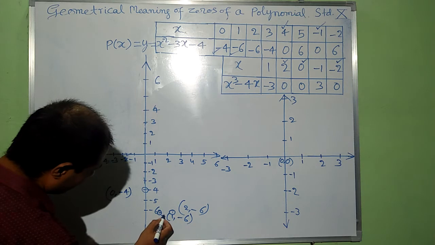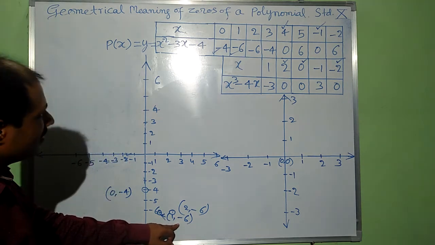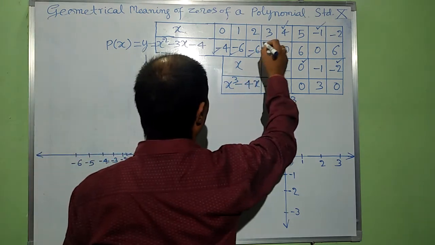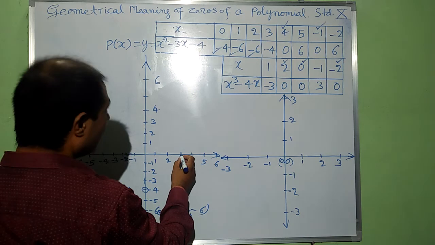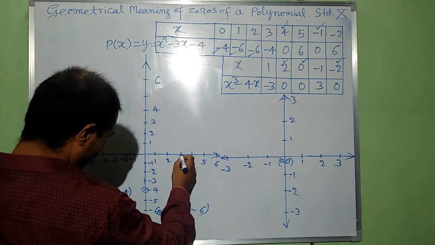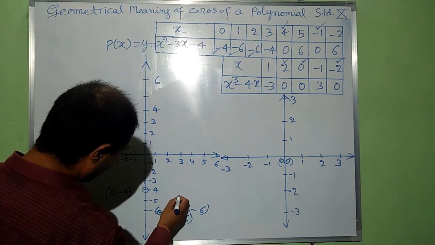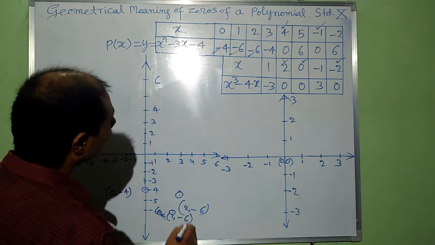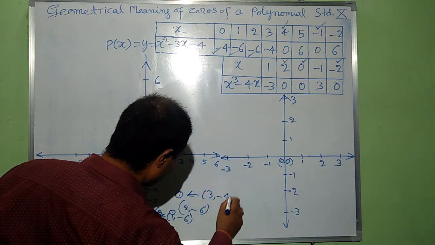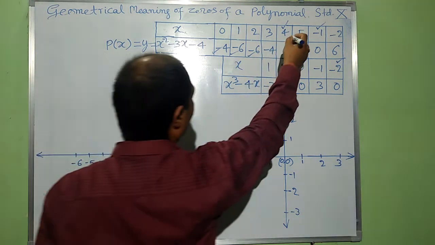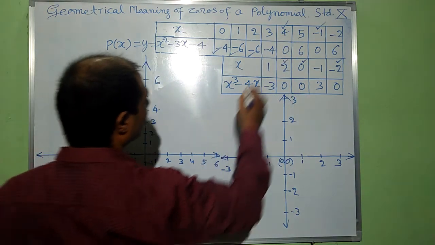This point is x is 1, y is minus 6. Then x is 3, y is minus 4.